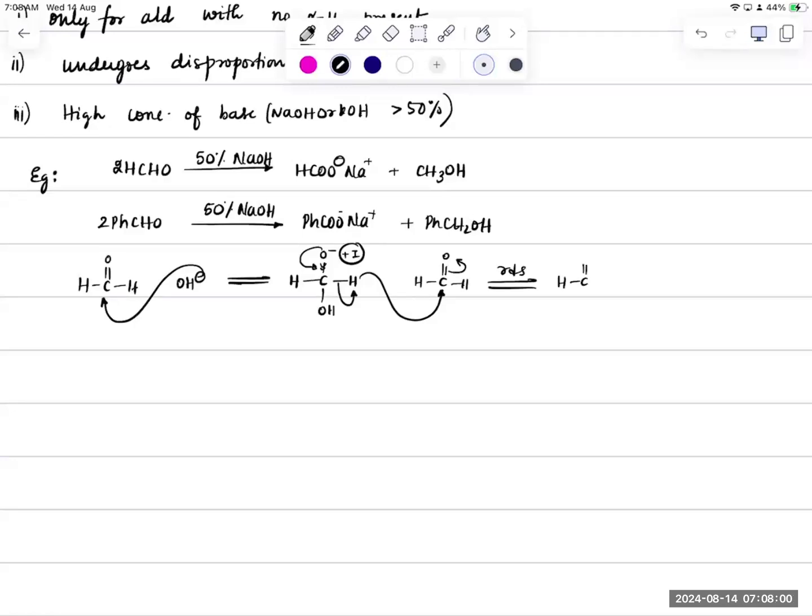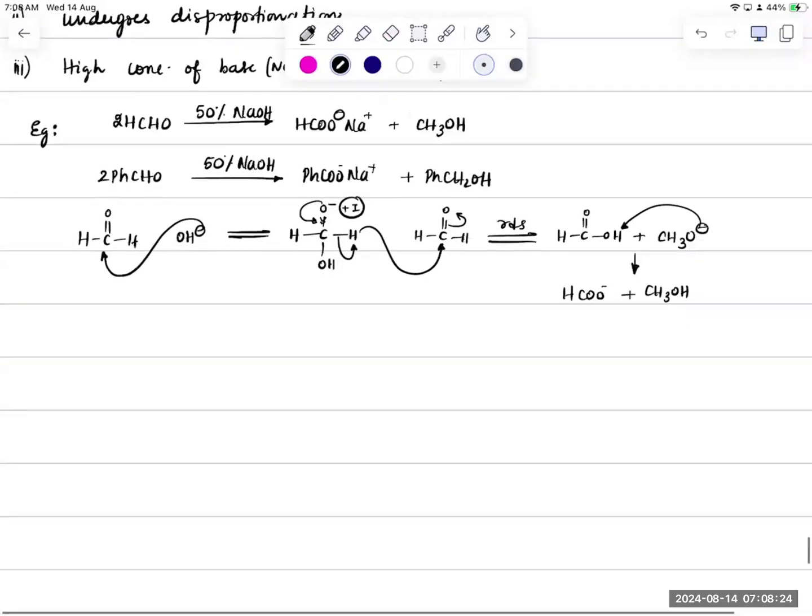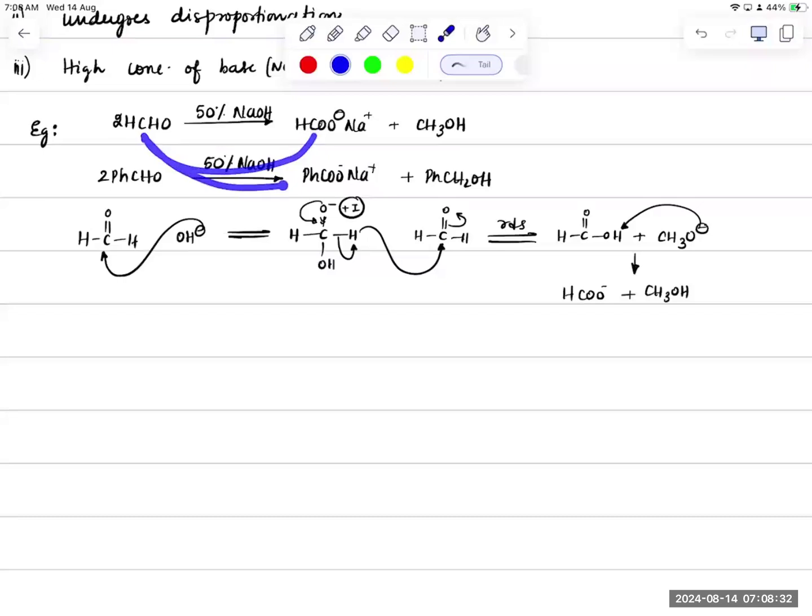So which makes HC double bond O of 1 mole. The other mole will become CH3O minus, which will consume this H plus and finally converts into HCO minus plus CH3OH. This is in the forward direction. So that's how you will get the product as one getting disproportionated. One mole of the carbon is converting from this position to this one, which is oxidation. From here to here, it is getting reduction. So one gets oxidized, the other one gets reduced.